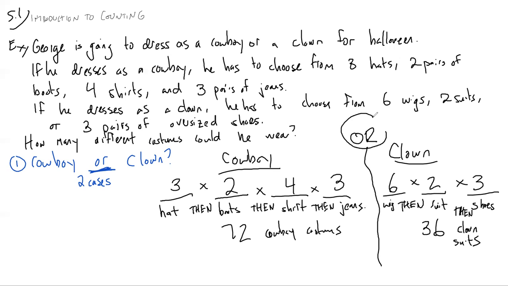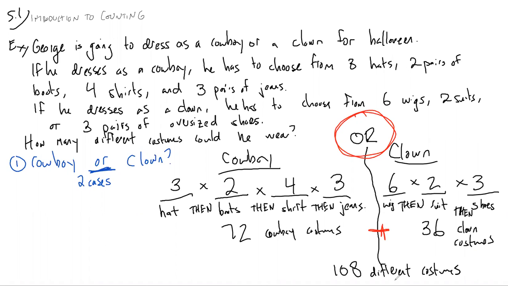And then we've got this word or between it, which means plus. So it's either one of the 72 cowboy costumes or one of the 36 clown costumes. Sorry, I wrote suit again there. But one of the 36 clown costumes. So in total, that's 72 plus 36 is 108 different costumes. So just from those numbers of arrangements that can possibly be made here.